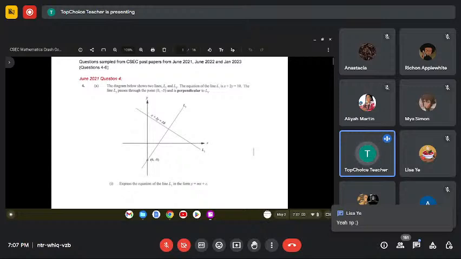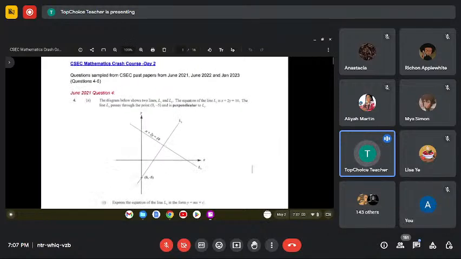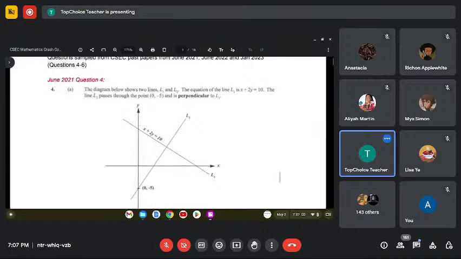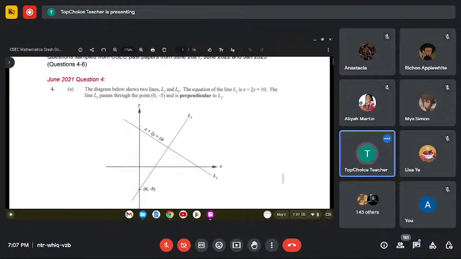Now, question 4 is basically a continuation of geometry, but you have to deal with the equation of a line. You all remember what is the general form of the equation of a line?